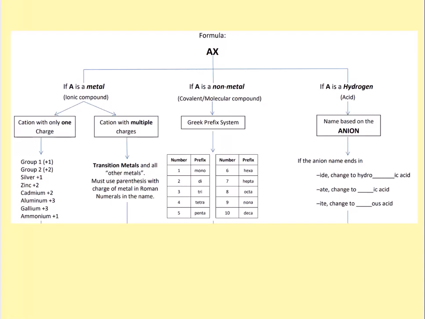When naming compounds, the first thing you want to ask yourself is, does it start with hydrogen? If it starts with hydrogen, that means it's an acid, and we're going to use our acid rules. If it doesn't start with hydrogen, then ask yourself, does it start with a nonmetal? The nonmetals are located on the right of the periodic table.